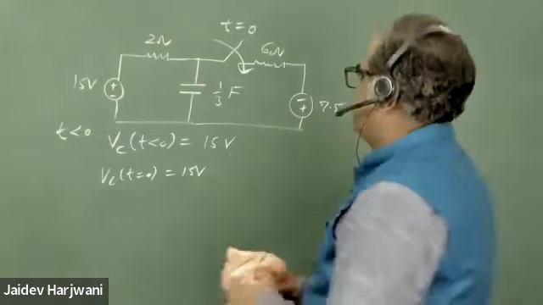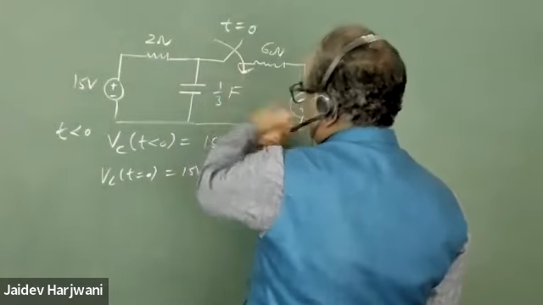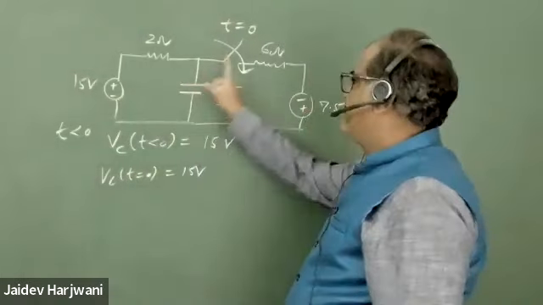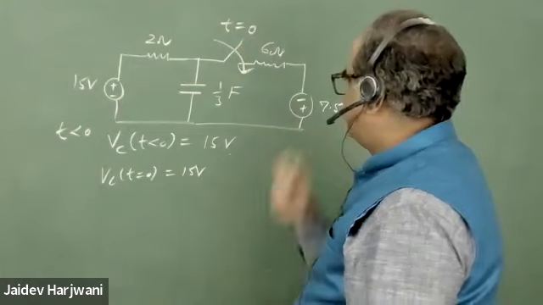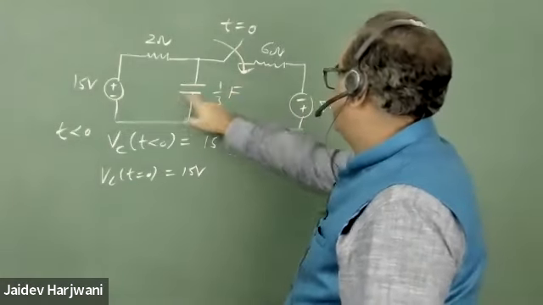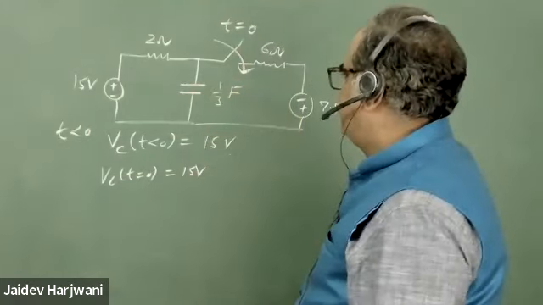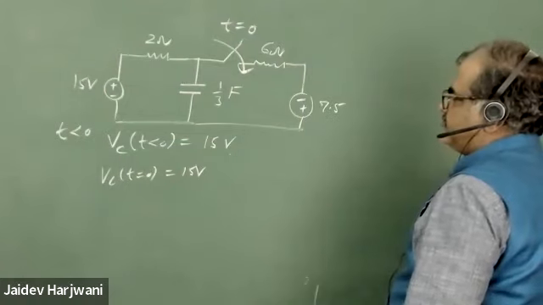Now I'm closing this circuit. We are not removing any circuit, we are just closing this one. So now both the sources are in the picture. Now you have to find out the voltage because of these two sources. So what you can do now is apply source transformation.